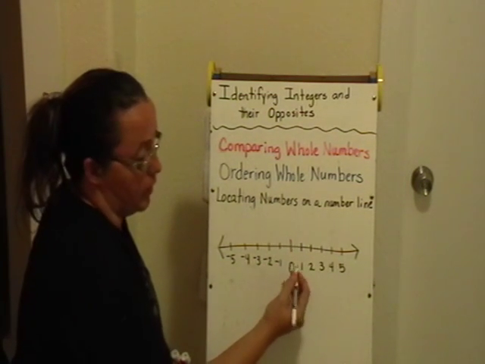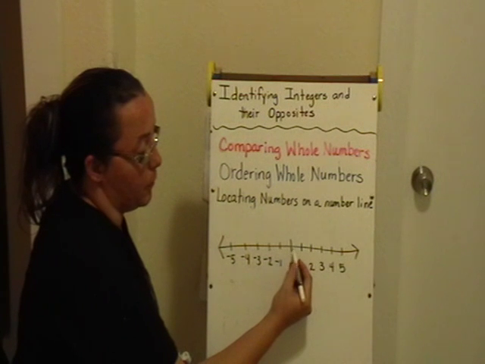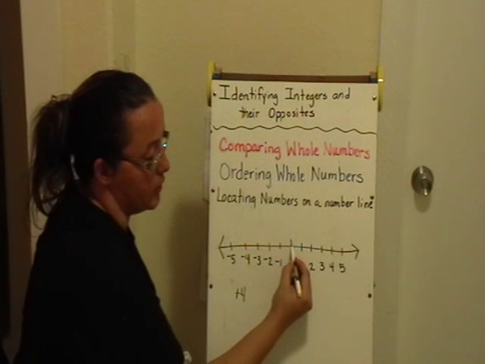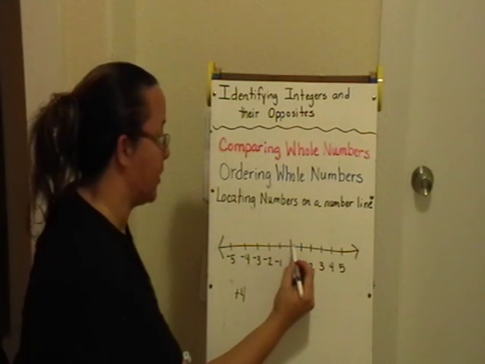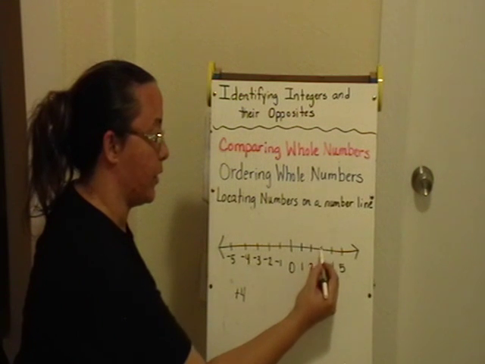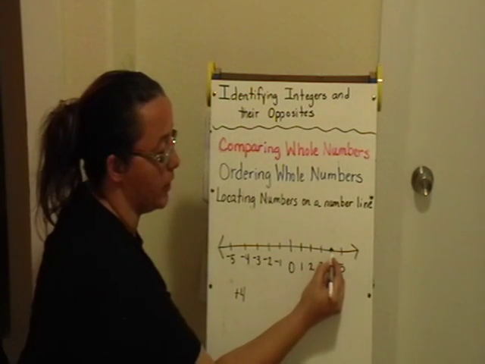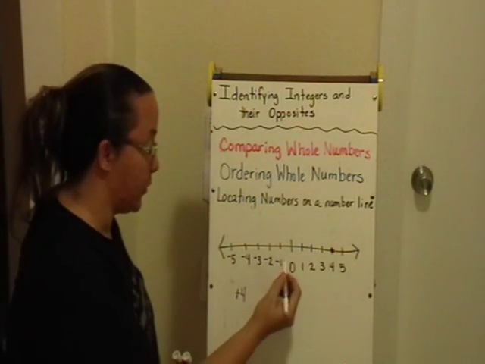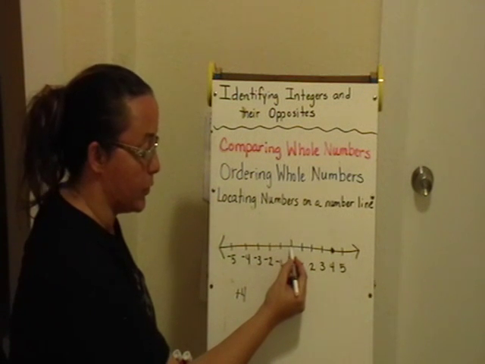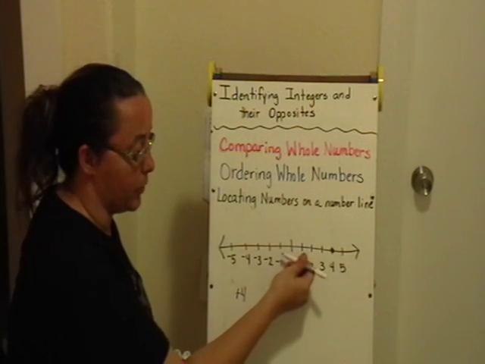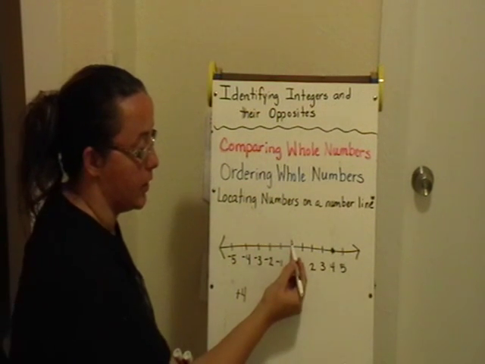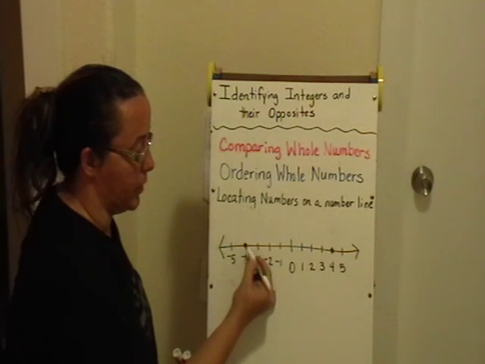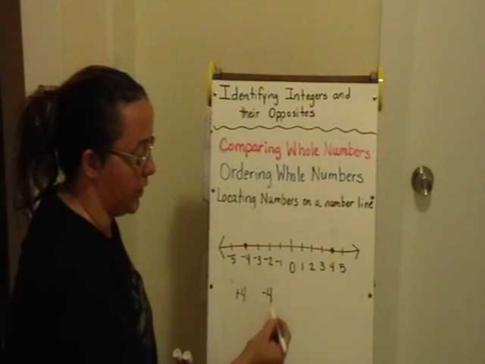So we're going to plot, in this case, or graph, positive 4. So we're going to start at 0 and move 4 units to the right. 1, 2, 3, 4. And we're going to graph our point here. Now, we're going to graph negative 4. So now we're going to start at 0, but this time we're going to move 4 units to the left. 1, 2, 3, 4. And we're going to plot our point. And we arrive at negative 4.